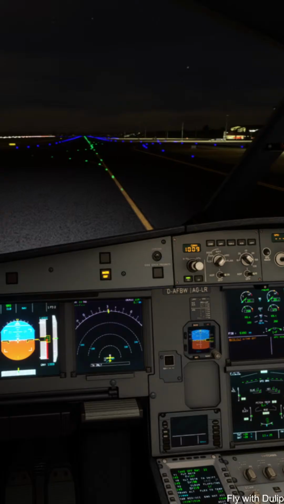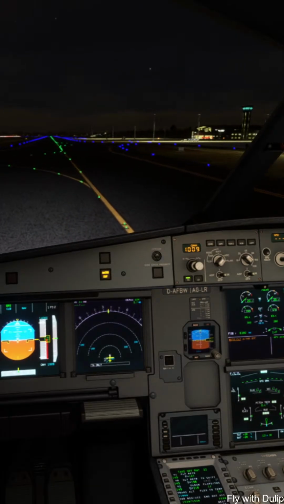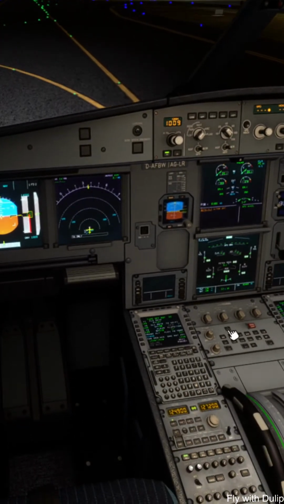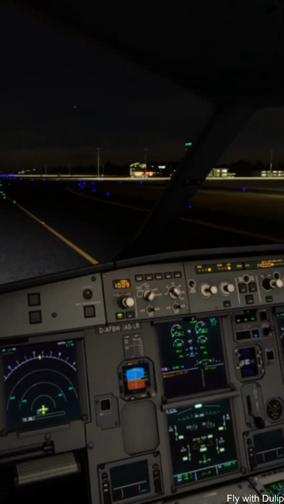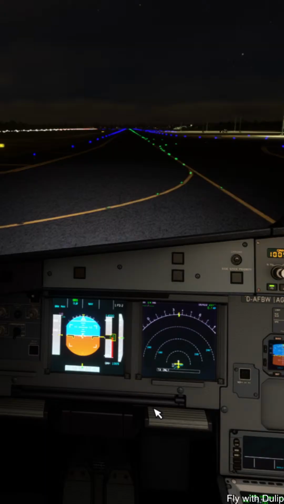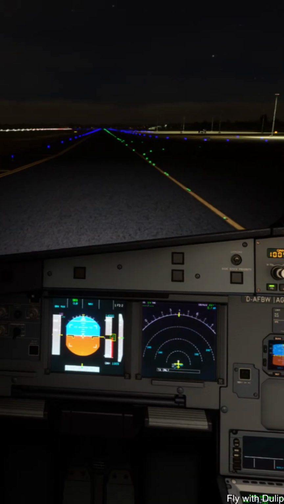We don't know how to remove these lights we are seeing. Turning off the APU.